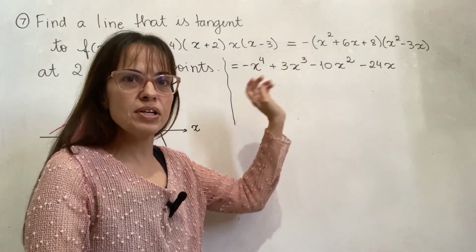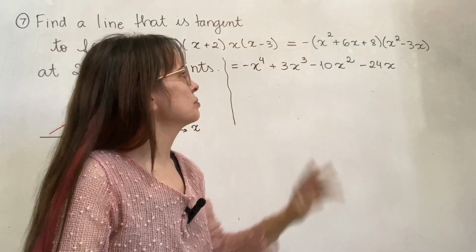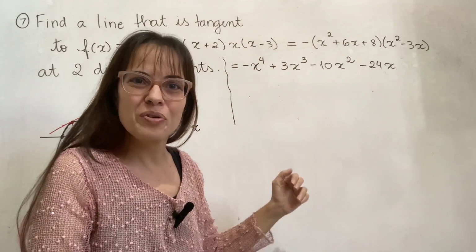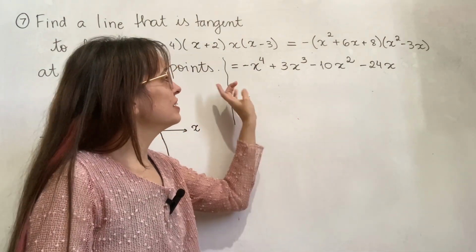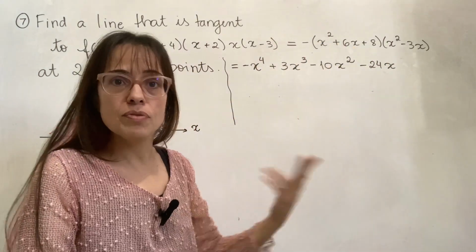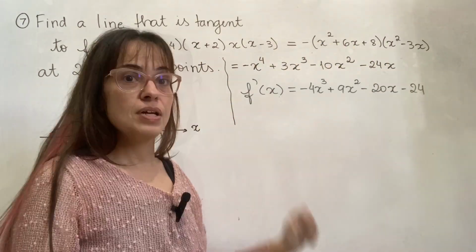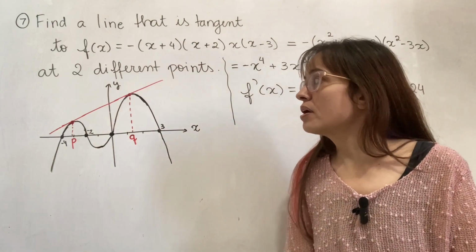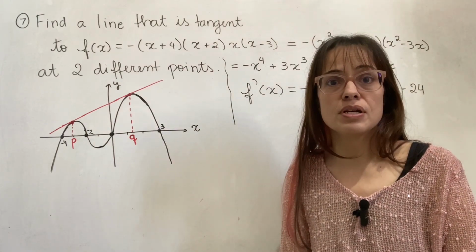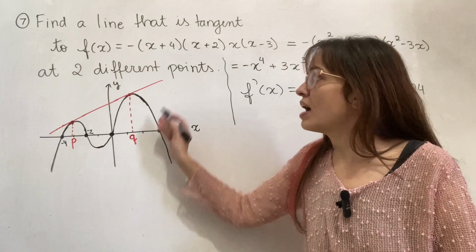Okay, so I've already expanded all of the products in my function because that's boring. You don't want to see me do that. And now I am going to take the derivative of that using my power rule. That's the derivative.